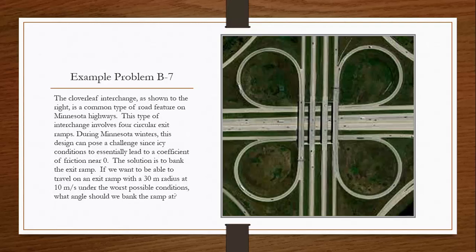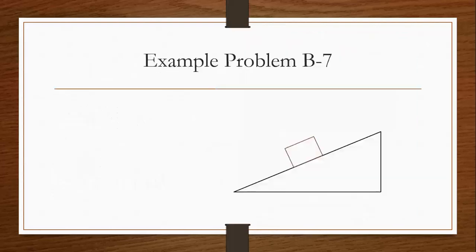And so we want to make it possible to travel in an exit ramp with a 30-meter radius at 10 meters per second under the worst possible conditions we can ever think of. So coefficient of friction of 0 is the worst possible ice you could ever have on the road. So you're talking about like a bald tire, no tread or grip on the tire, ice with grease and oil on top of the ice, worst possible scenario that you can ever think of. So we want to figure out what is the angle that I should bank the ramp at.